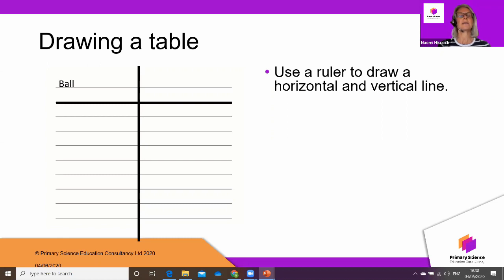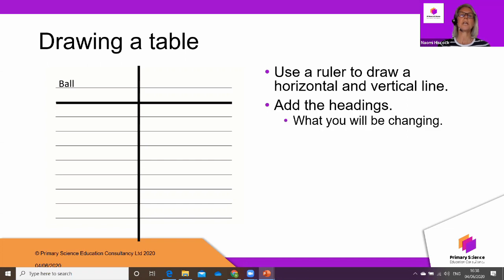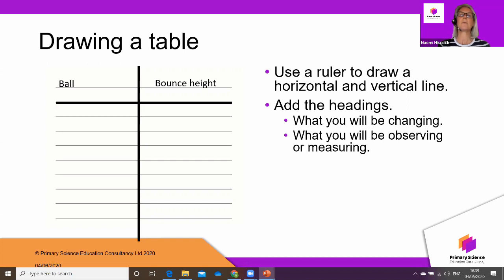Then we need to add the headings to the table, and what goes in the first column is the thing that we are going to be changing. So in this instance, it was the ball that was being changed. So we need to put the heading of the thing we're changing. And then in the second column, we put the measurement or observation that we're making. So it's the variable that we're observing and measuring. And we also need to remember to include the units that we're using. And it's good practice to put the units within the heading rather than having to put them each time.